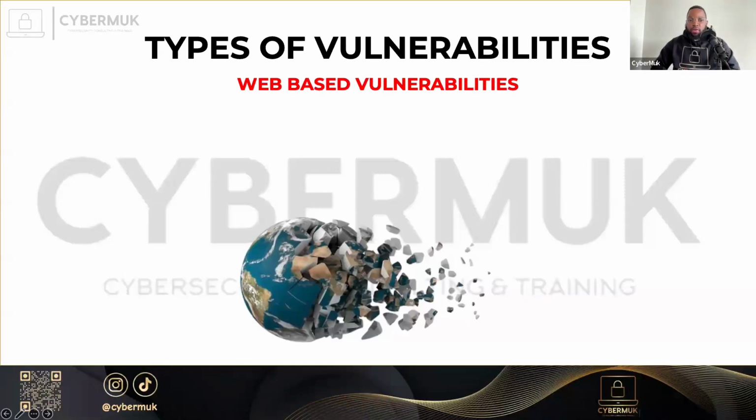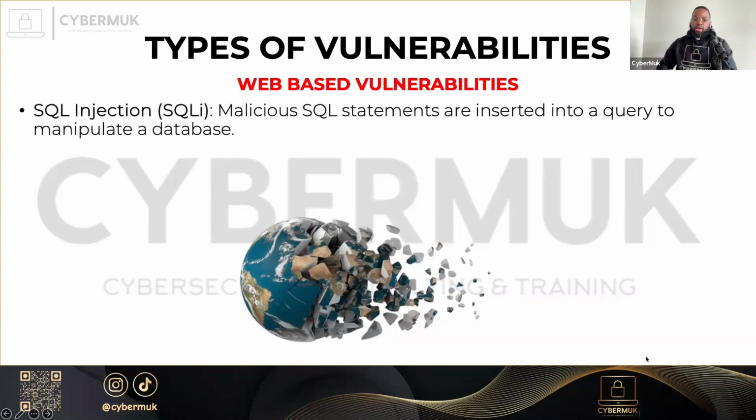The next types of vulnerabilities are web-based vulnerabilities. Now, these are application vulnerabilities that affect web-based applications. When you go on your Google Chrome or your Safari and you try to visit a website, what could you be a victim of? So first, you have SQL injection.